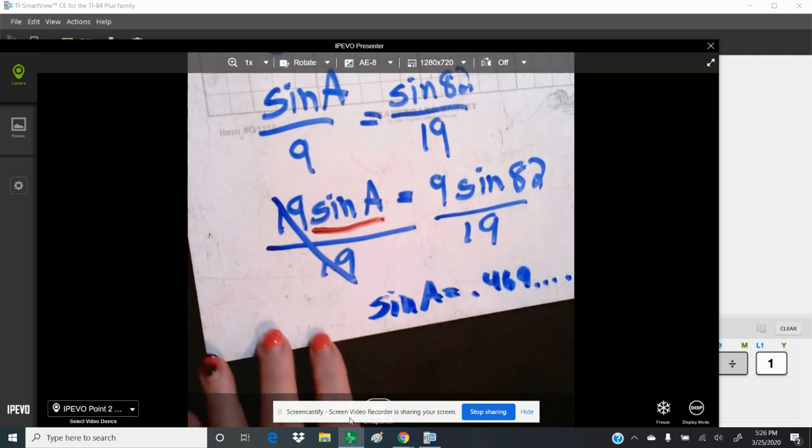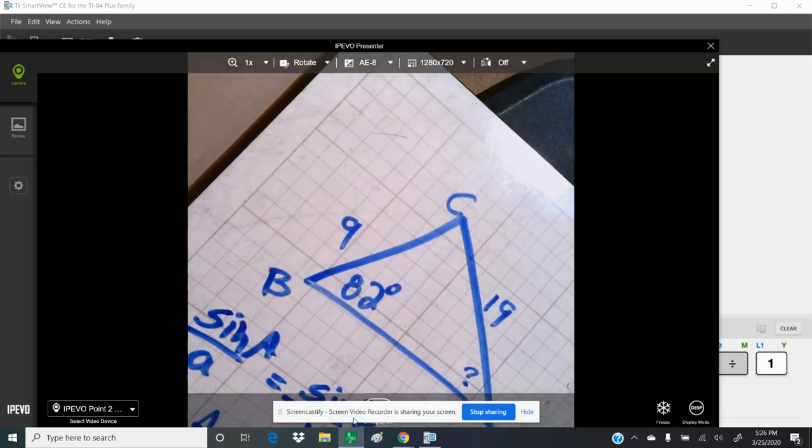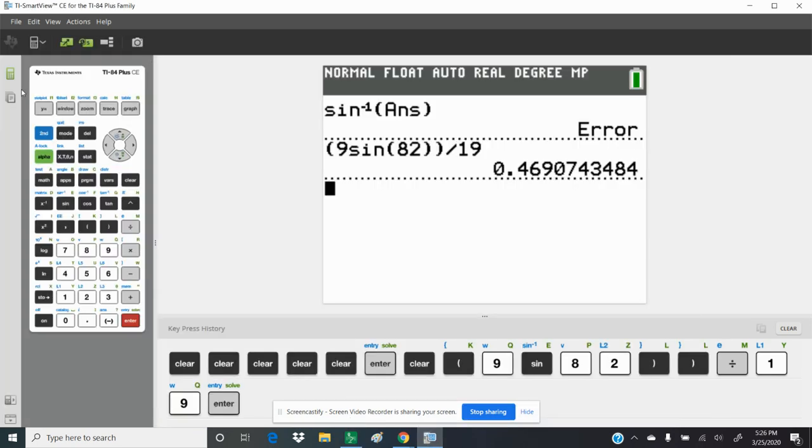So I know now that the sine of A equals 0.469 and so on. But I don't want to know what the sine of A is. What they asked me for is what is the measurement of angle A. So if you want to find an angle measure, you have to go to your calculator and hit the arc sine. So you're going to go second sine of this 0.46 and so on. So instead of typing it in, I'm just going to go second answer, close my parentheses, and hit enter.